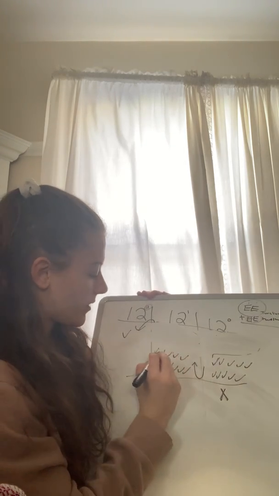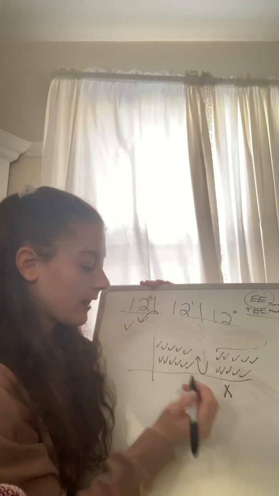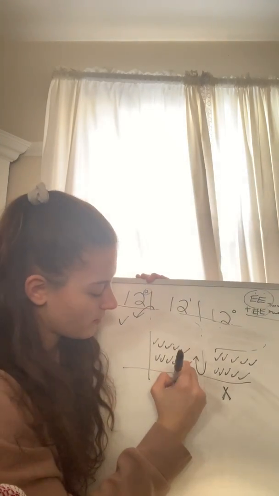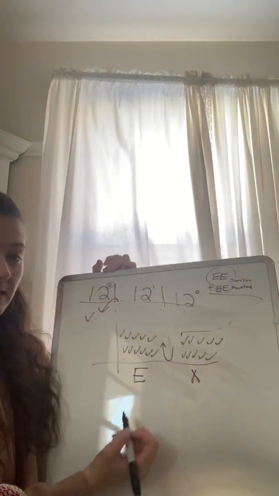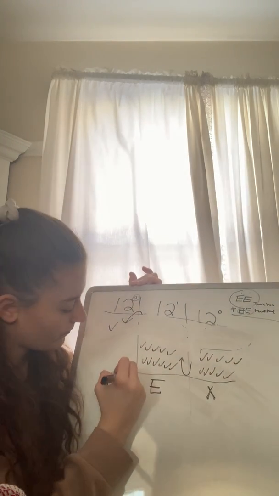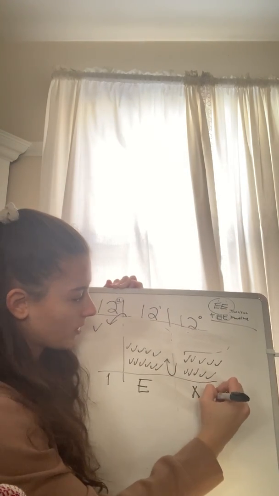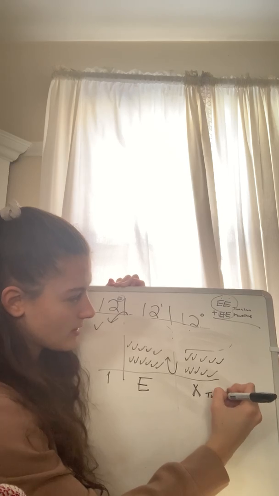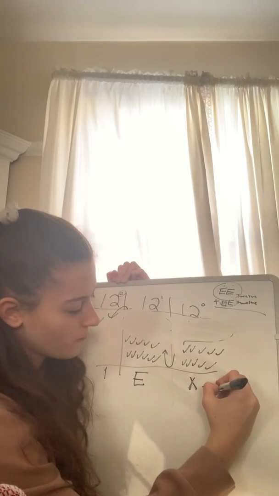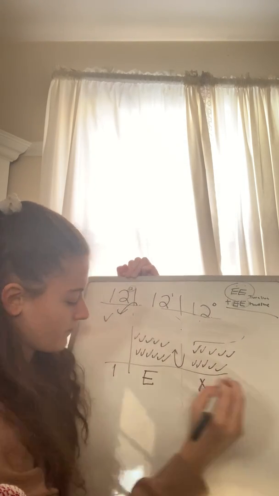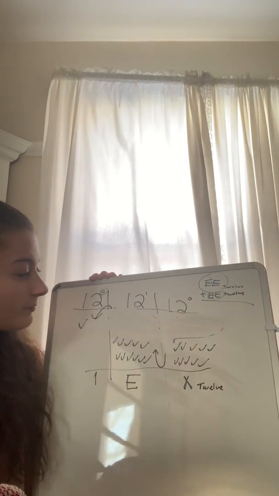And this is 1, 2, 3, 4, 5, 6, 7, 8, 9, 10, 11. So we show that by E. E, remember, E is an 11, and then we have 1. So the answer to this problem, EE12 plus EE12 would be 1EX12.